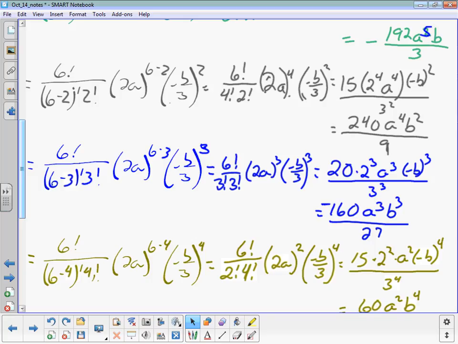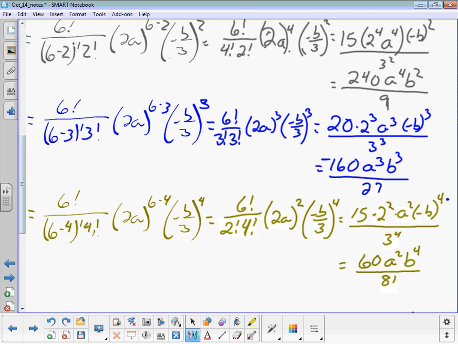So now when I clean up the factorial part, I get a 15. I've got a 2 squared. I've got an a squared. Sorry, I got a negative b to the 4th power, and I've got a 3 to the 4th power. 2 squared is 4 times 15 gives me a 60. The negative b has an even exponent here, so that means it's going to be a positive. And 3 to the 4th power is 81. So we have 60 a squared b to the 4th over 81.